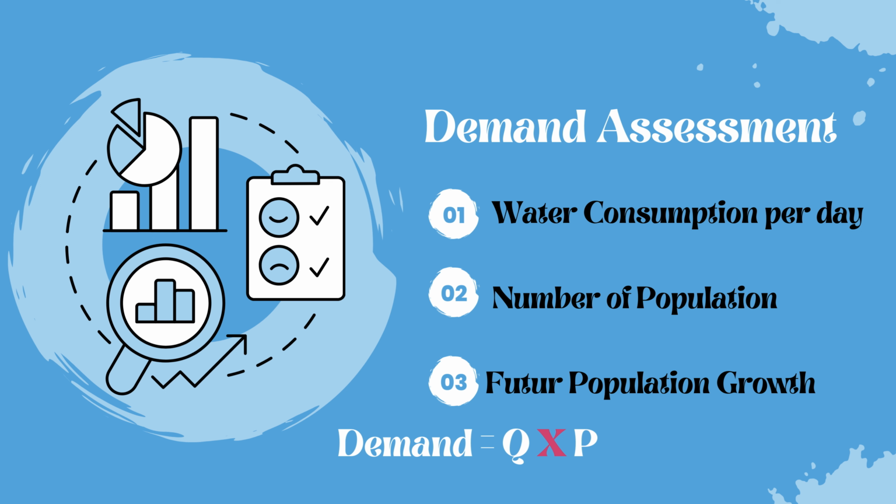As engineers, we need to plan ahead. So we use population growth predictions to estimate how many people will be in a community in the future, like 20 or 30 years. So this is the formula. Water demand equals water consumption per person per day times future population. This is a simplified method, but it gives us a good starting point. There are so many ways to assess water demand, which we'll explore later.